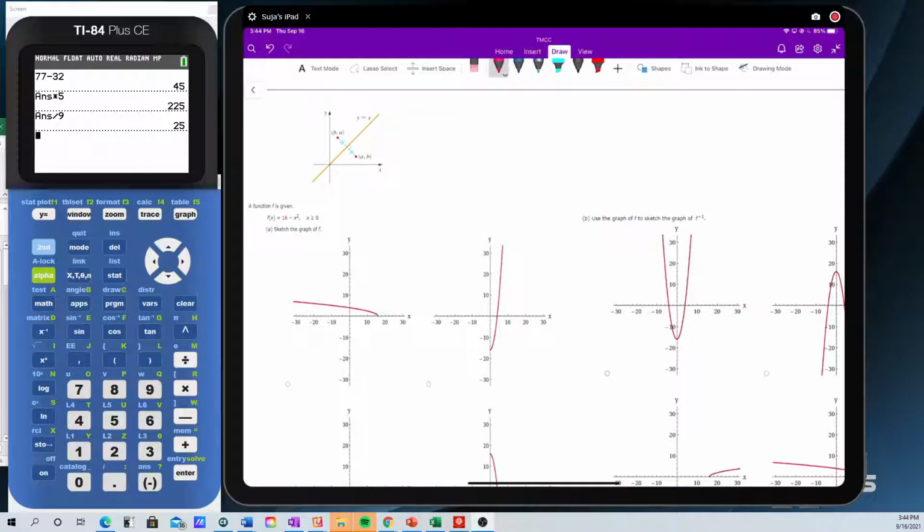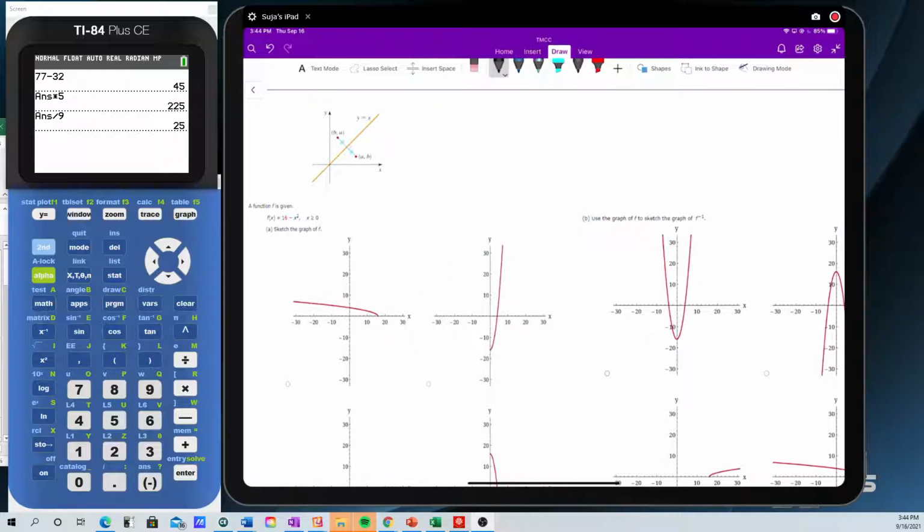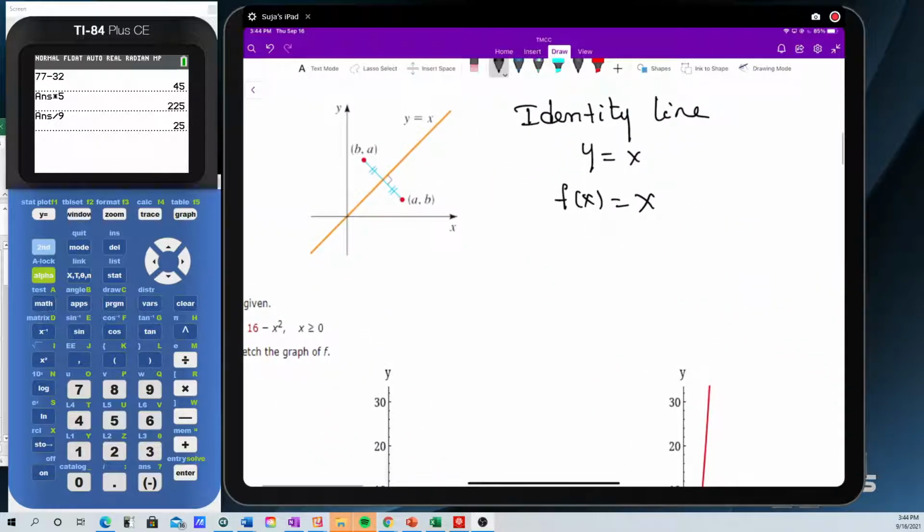Here you have to identify the graph of a function and its inverse function. One thing to remember when you graph a function and its inverse is that the graph of the function and the inverse will be symmetrical with respect to the identity line. The identity line is y equals x, sometimes called f of x equals x. So if you look at the first definition here, this is the identity line, y equals x.